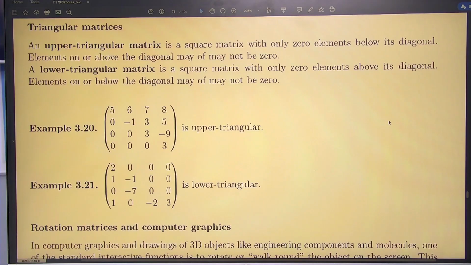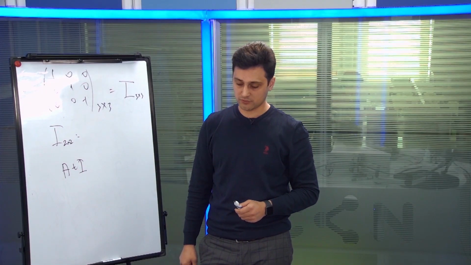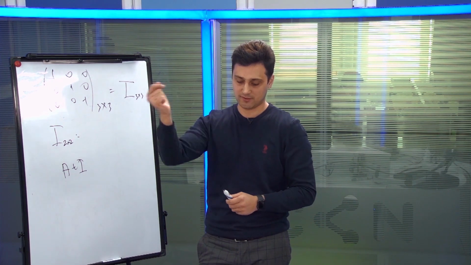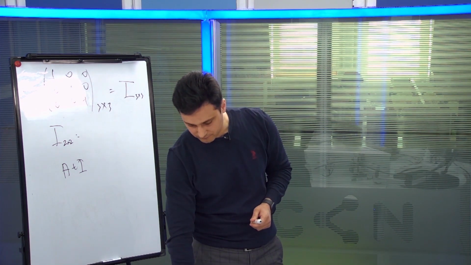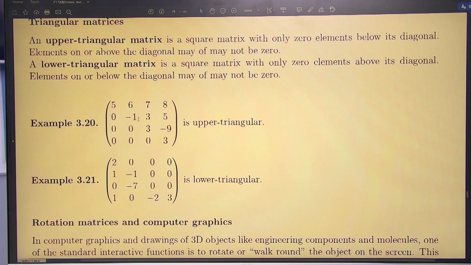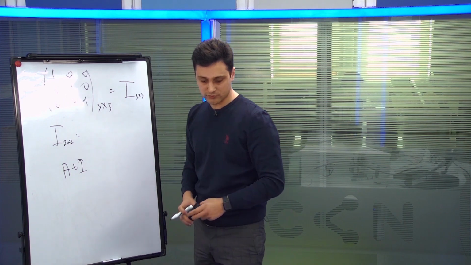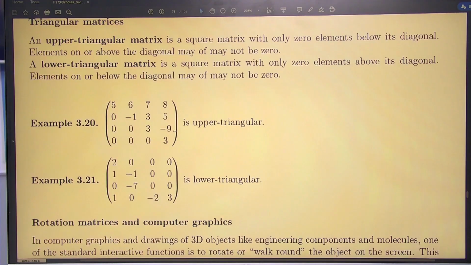Well, triangular matrices: we have two forms, the upper triangular matrix and the lower triangular matrix. We're only talking about square matrices for upper and lower. It's a square matrix with only 0 elements below its diagonal elements. So it means the upper elements are non-zero or maybe 0, but the downside of the diagonal elements must all be 0. For example, here, examples 3.20 and 3.21 are for 4 by 4 matrices, and I will give an example for a 3 by 3 matrix.